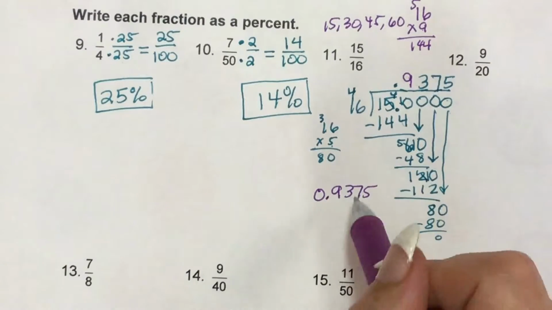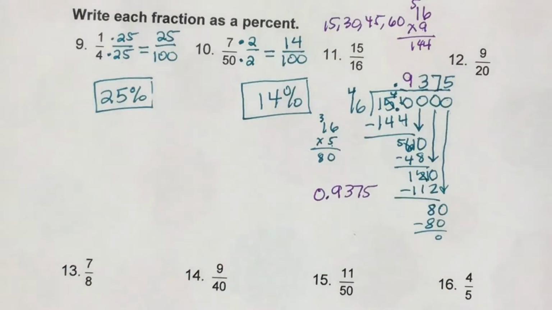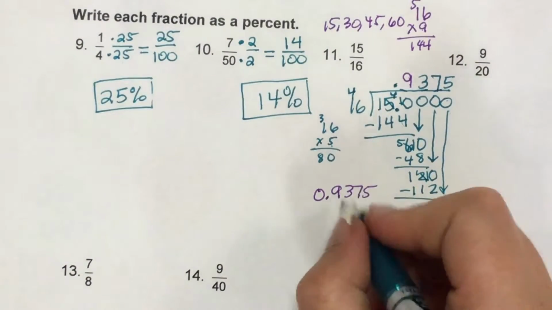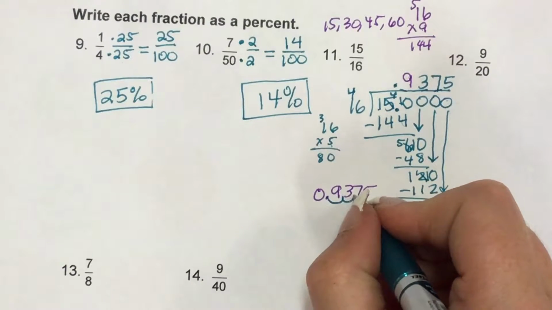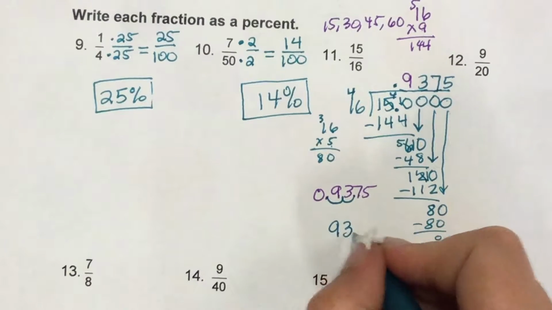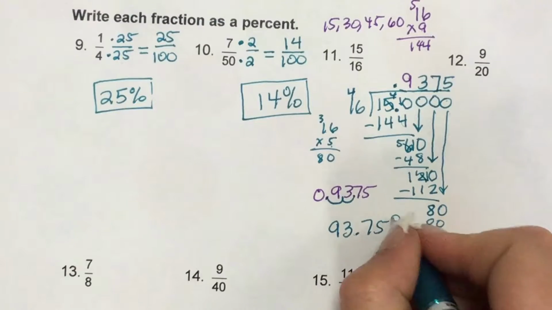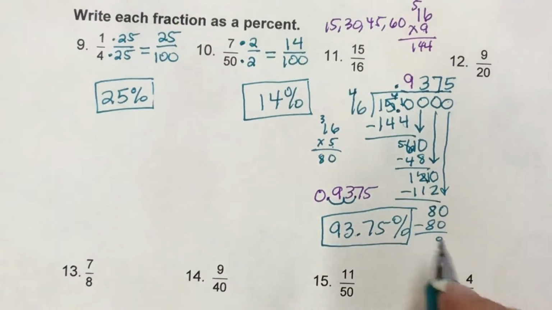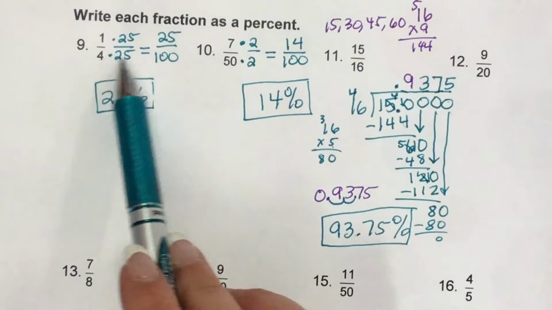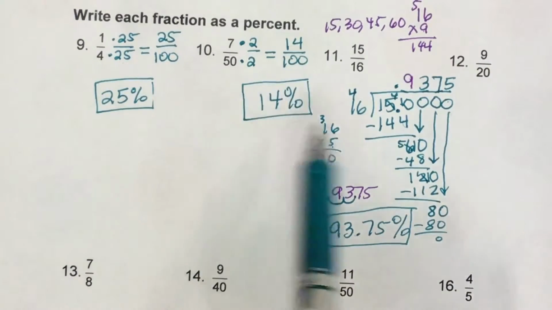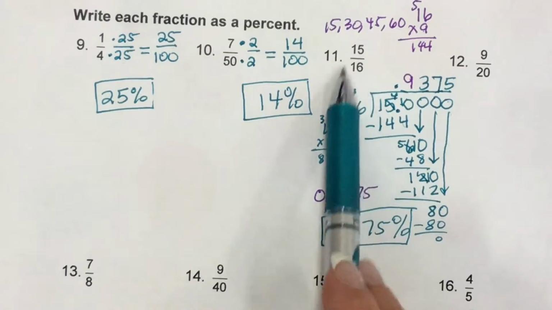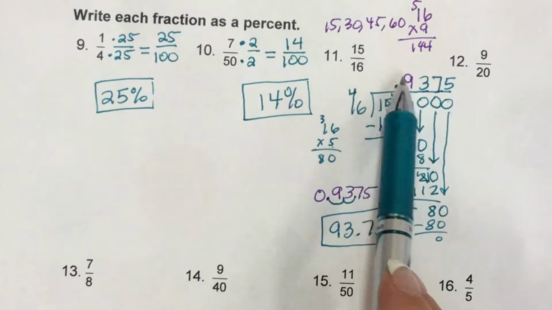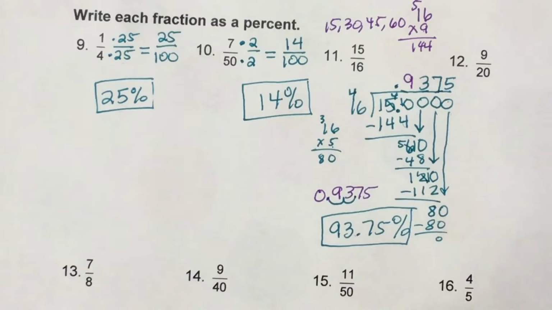0.9375. And we have a decimal, and to convert it to a percentage, we're just going to go ahead and move it over 2 places. So we end up with 93.75%. That is our answer. Okay, great. So some of these, it's easier to get a denominator of 100, but some of these where it's not easier to get it as a denominator of 100, you're just going to have to do the long division.